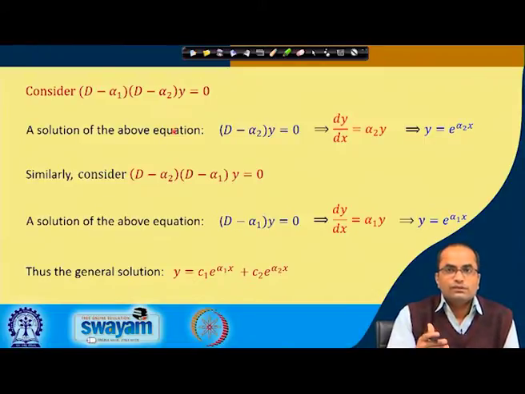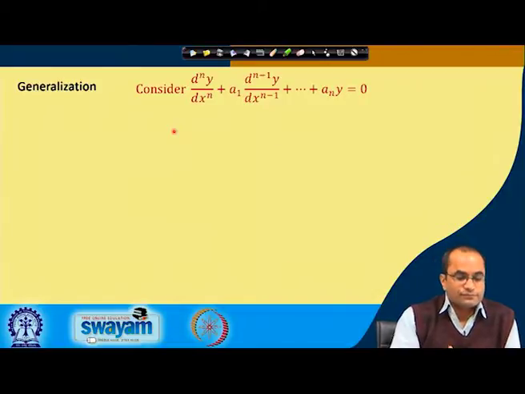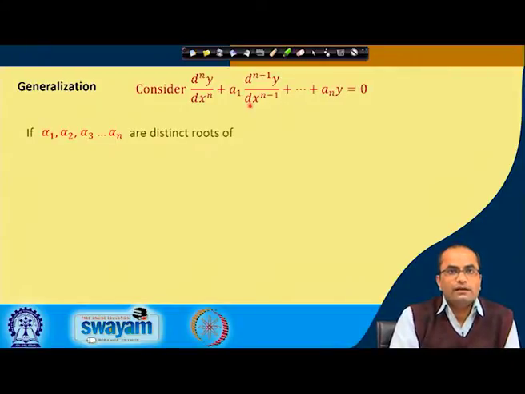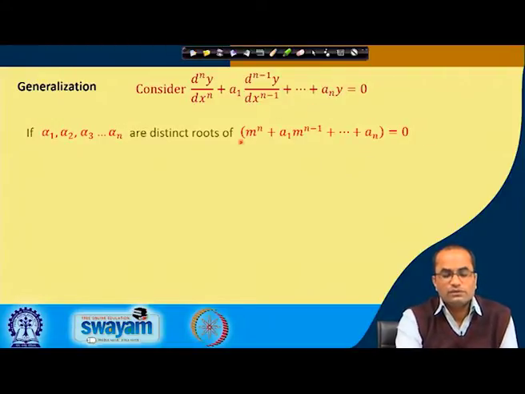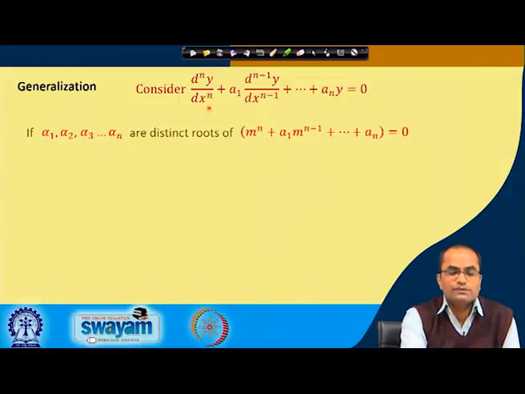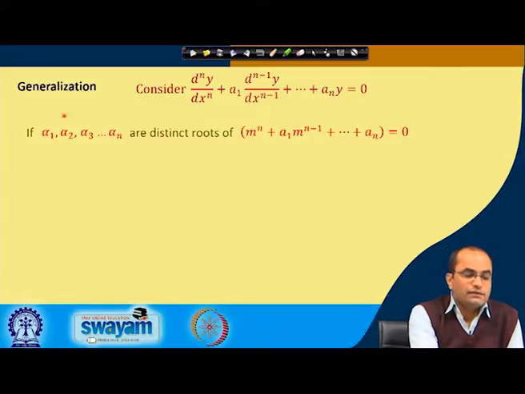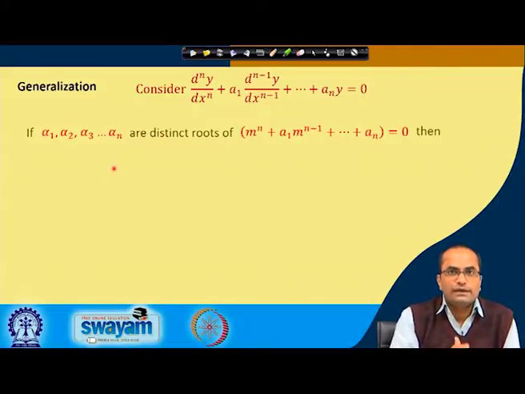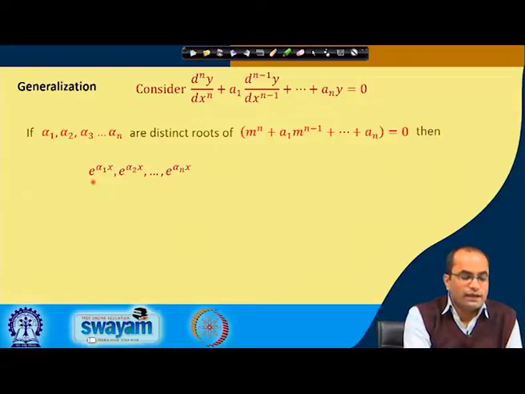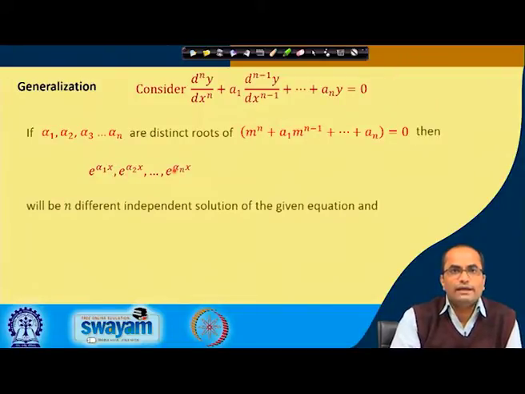When we have distinct roots, we can also generalize this. If we have an nth order differential equation, and alpha 1, alpha 2, alpha 3, up to alpha n are the distinct roots of the so called auxiliary equation, which is coming exactly from this equation by replacing the operator D by m, then we have n linearly independent solutions: e power alpha 1 x, e power alpha 2 x, and so on, e power alpha n x.